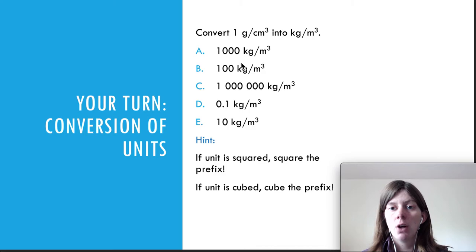Okay, so hopefully you've tried on your own. Let's give it a shot here. First thing is to write down what you're given. We're given 1 gram per centimeter cubed, and we're trying to get to kilograms per meter cubed here.